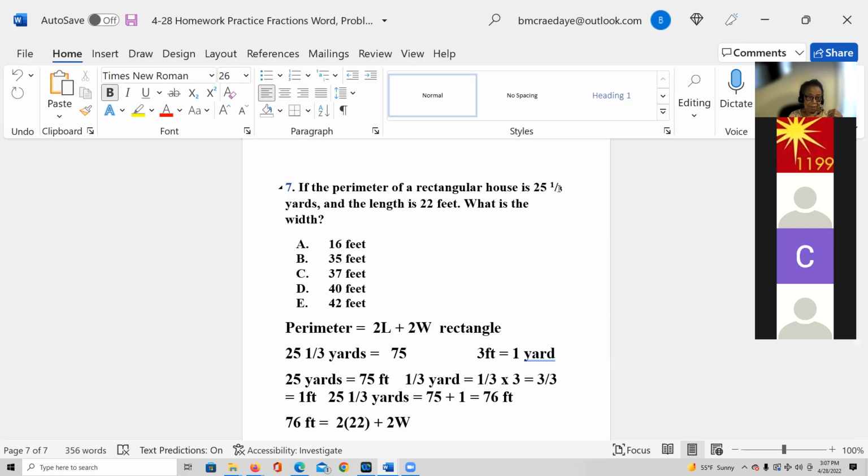You got it? So, okay, because it's 2W, you had to get 44. Well, the two lengths, because the length is 22. The 22 is for the L, the length, because that's what was given in the problem. So it's 2 times the length, that is 22, plus 2 times W is equal to the perimeter that was given as 25 1/3 yards. That is equivalent to 76 feet. Questions, Mercedes?